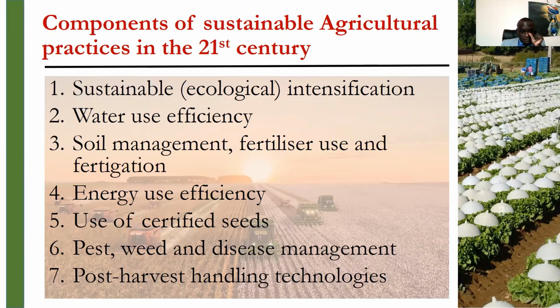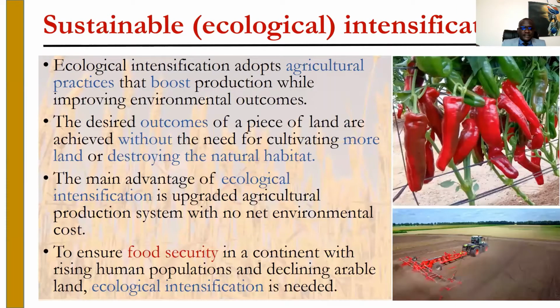So here, I'm going to be looking at sustainable or ecological intensification. The second is water use efficiency and soil management, fertilizer use, and fertigation. And then we'll also look at energy use efficiency and the use of certified seeds and pest, weed, and disease management. And then we look at post-harvest handling technologies. So let's look at these ones one by one, beginning with ecological intensification or sustainable intensification.